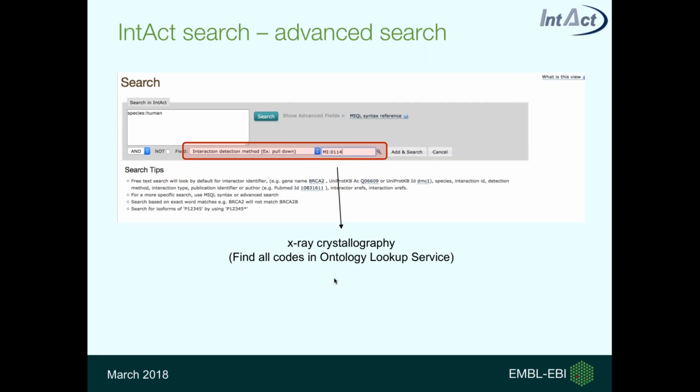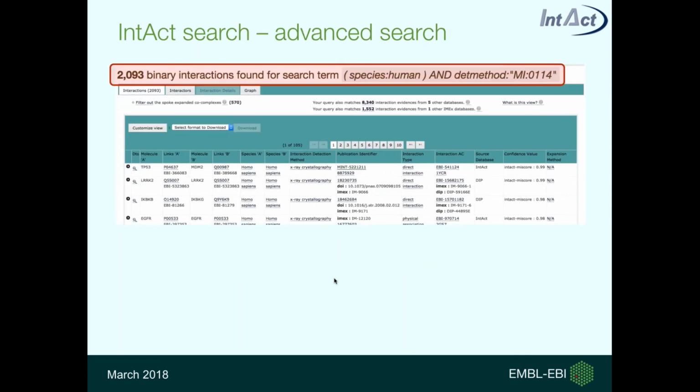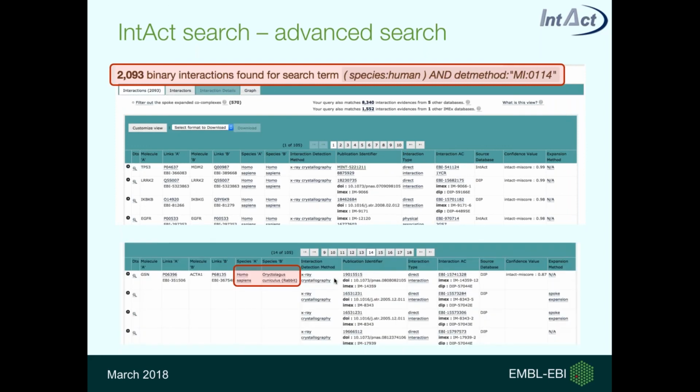And you can, for example, decide that you just want all the human crystals. You need to look up the term for this in the ontology lookup service. The link is at the end of the slides. We've now found just over 2,000 interactions that are specific to human with the method X-ray crystallography. However, we still have non-human proteins in this set of results, because human just specifies that any one of the proteins has to be human.